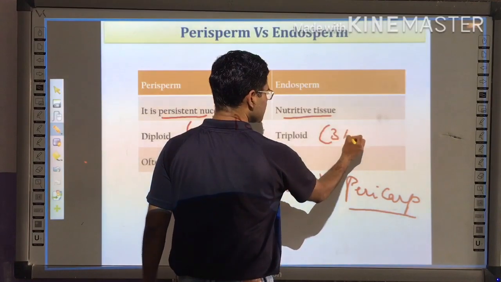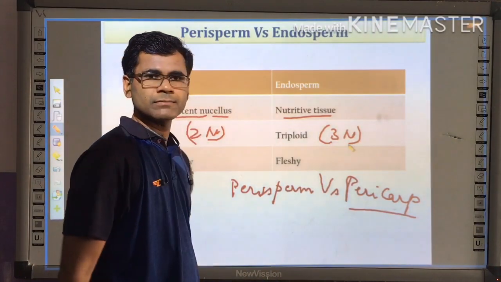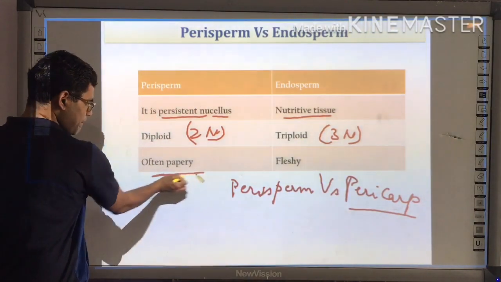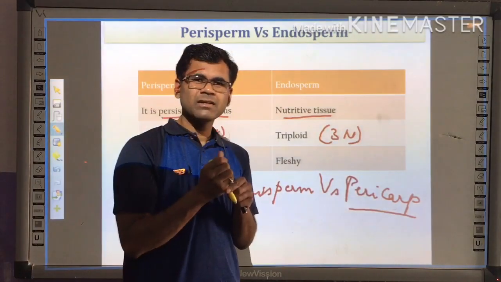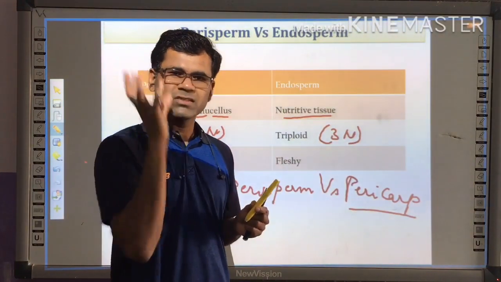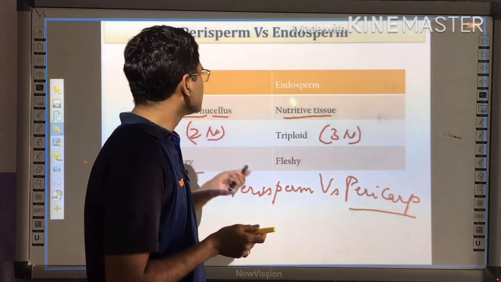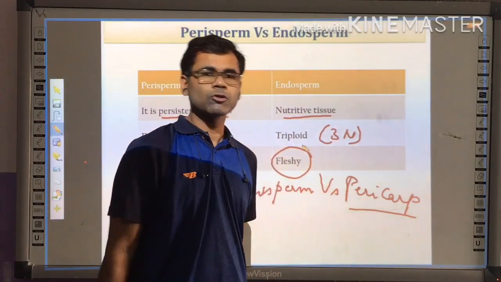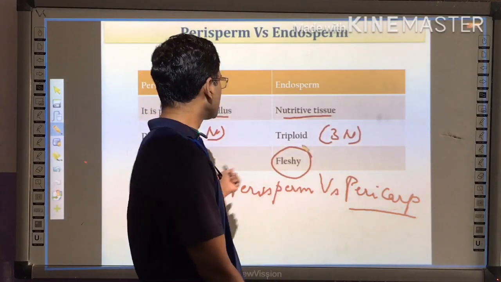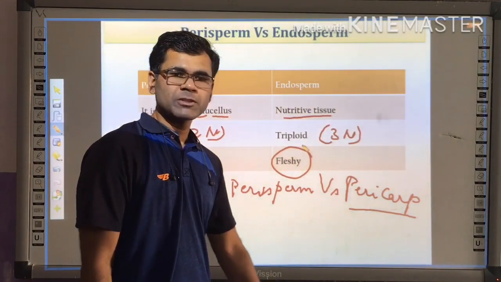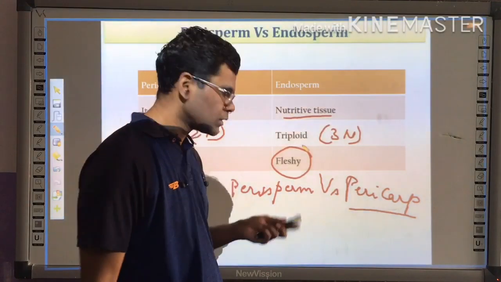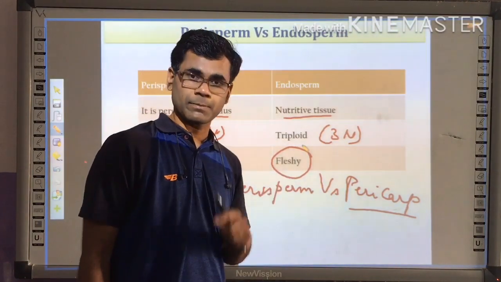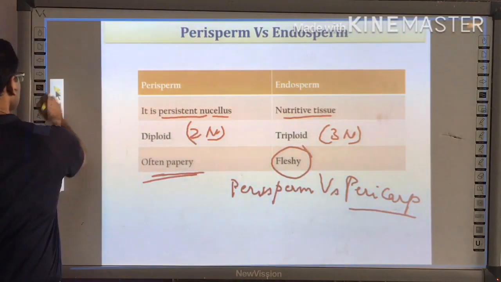But if we talk about endosperm, it is triploid. That we know very well. Perisperm is papery, thin, wrinkled, shrunken, something like this structure. And the endosperm is very fleshy because it is a good source of nutrition. So these are a few of the common differences between perisperm and endosperm, and this is your homework. At the end of this video lecture, you will again write the difference between perisperm and pericarp. Okay.